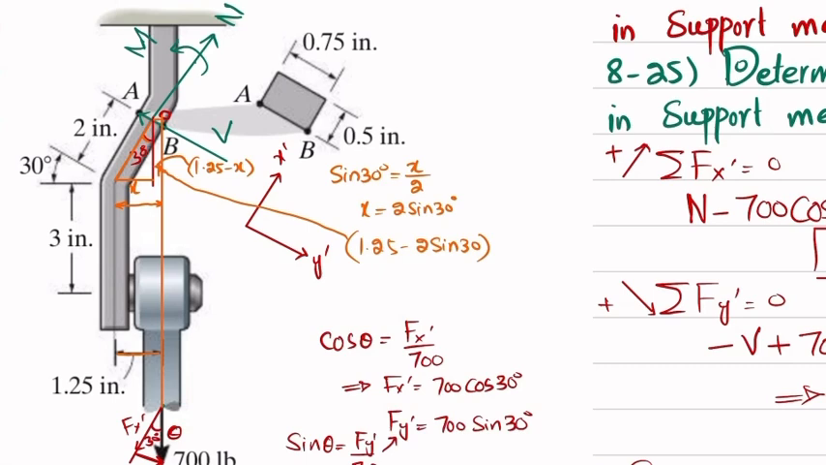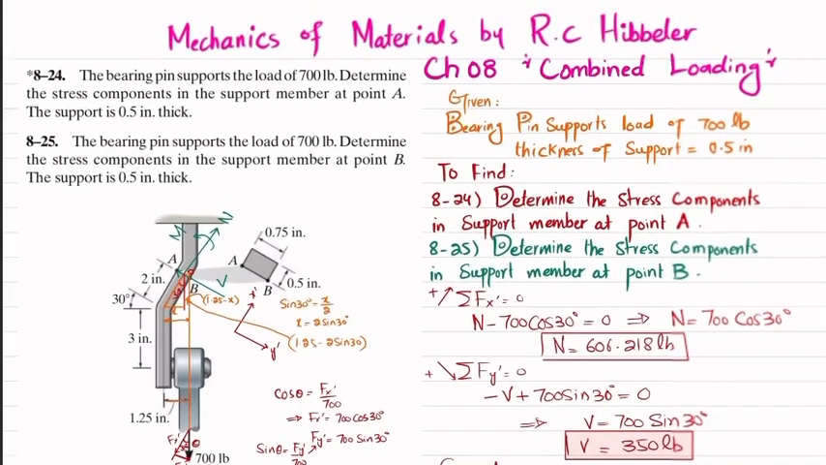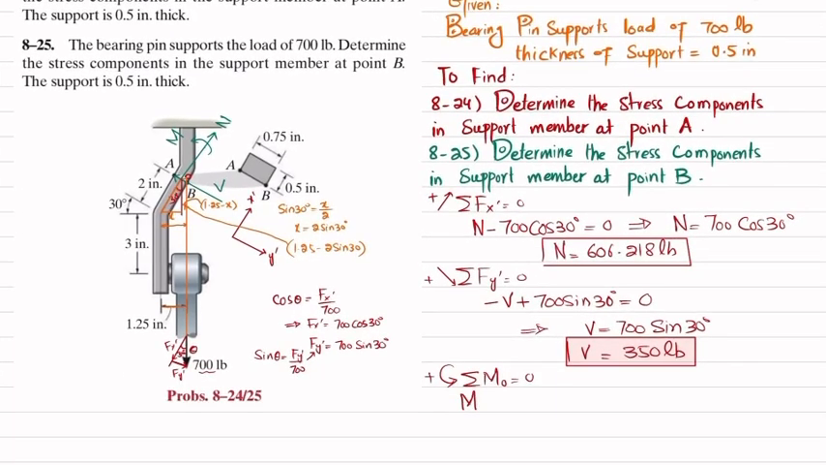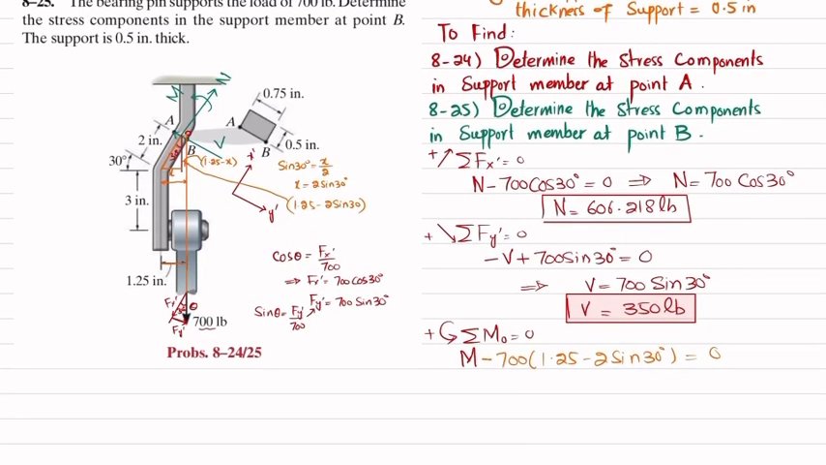Again, this force into this perpendicular distance will produce a counterclockwise rotation in this direction. So I will write it that M minus 700 into (1.25 minus 2 into sine of 30 degrees) will be equal to 0. So when you calculate it, you will get the moment comes out to be 175 pounds into inch.